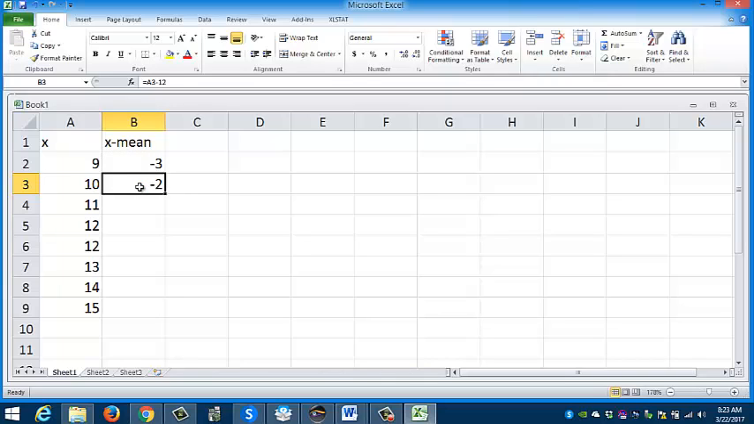Now, what did it really type in the square for me? It didn't type A2 minus 12. If you click on it, you could see what did it type? A3 minus 12.